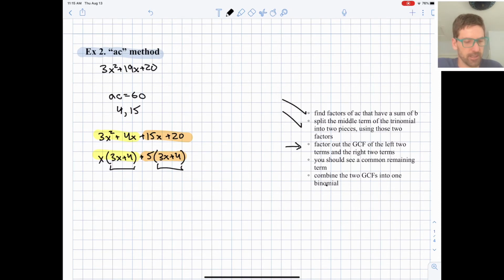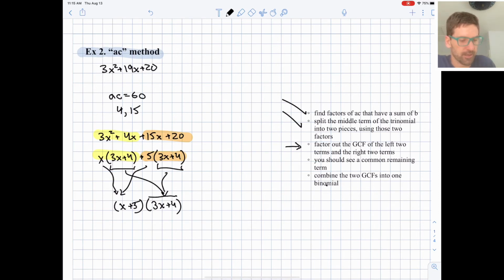So we did that. And then we're just going to bring these 2 pieces down here, overlapping, 3x plus 4, and then bring the x plus 5 down here. That would be our final answer: x plus 5 times 3x plus 4. It's the same solution we got in our earlier guess and check method. I encourage you to try the guess and check, trial and error method first, and if you can't get the solution within 30 seconds or a minute, then go to your AC method, which is a little more step-by-step, and it'll take you there.